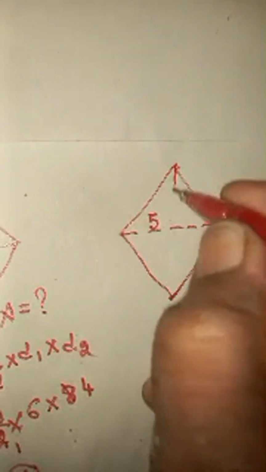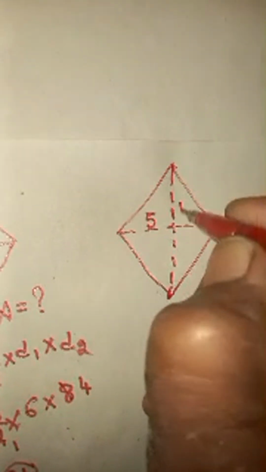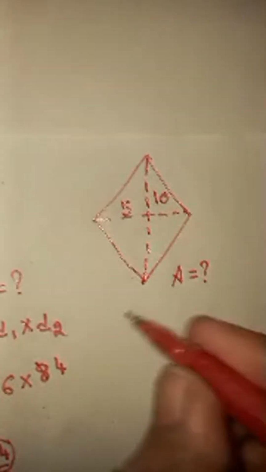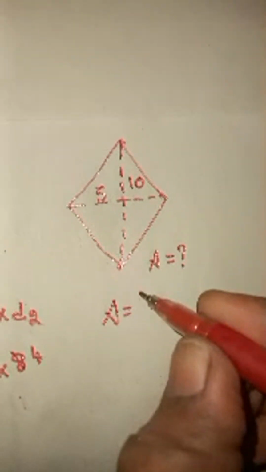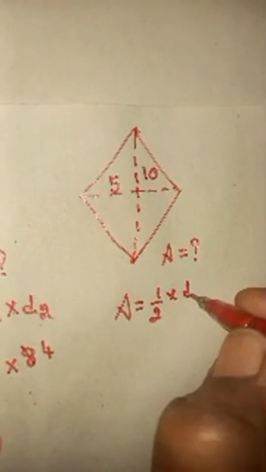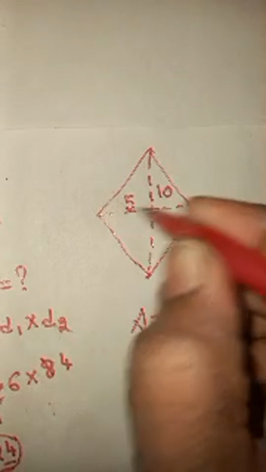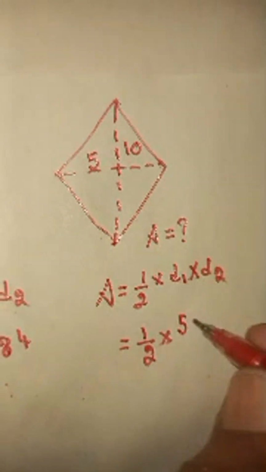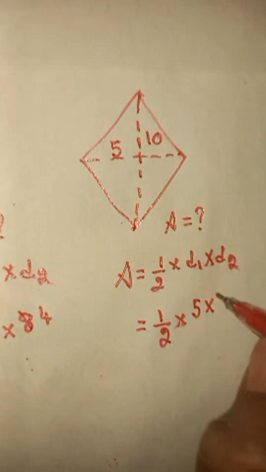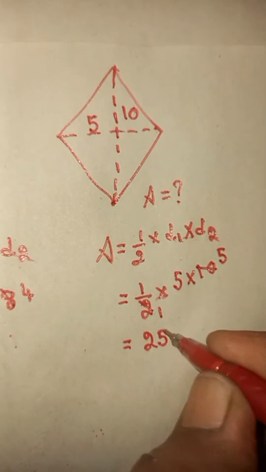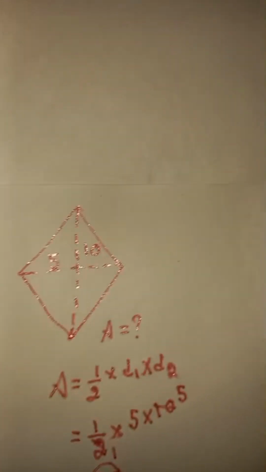Let's take another rhombus. In this rhombus, they are giving this diagonal as 5 units and another diagonal as 10 units. You need to find out the area of this rhombus. Area of this rhombus is the same thing, half times diagonal 1 times diagonal 2. That gives half times, this is diagonal 1, which is 5 units, times diagonal 2, which is 10 units. 2 1 times 2, 5 times is 10. 5 times 5, which is 25 square units, is the area of this rhombus.